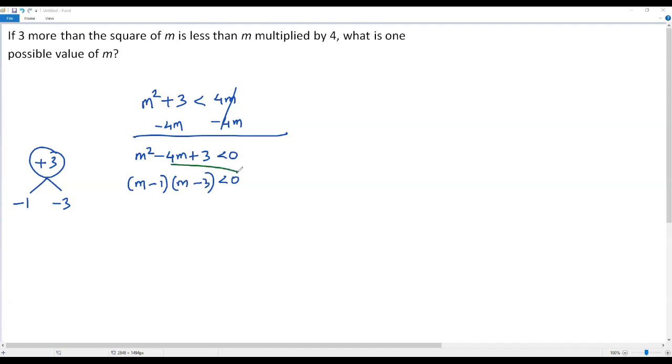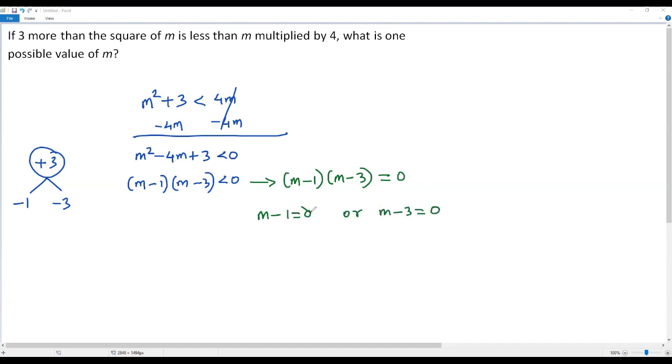Now I'm going to consider this inequality as an equation by replacing this less than sign by an equal sign. Then I'm getting m negative 1 times m negative 3 equals 0. Here we have the product of two binomials equal to 0. Whenever the product of two quantities is equal to 0, either the first one is 0 or the second one is 0. That is either m negative 1 equals 0 or m negative 3 is equal to 0.